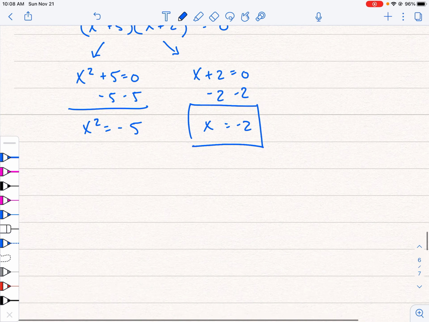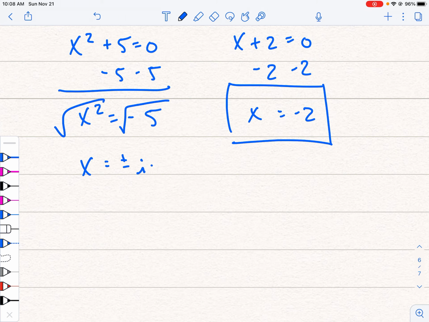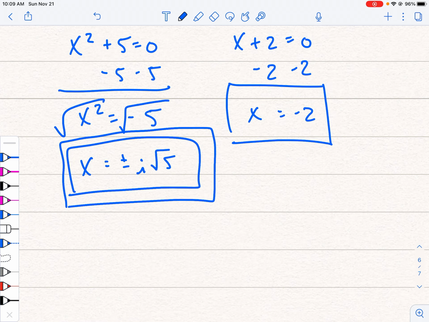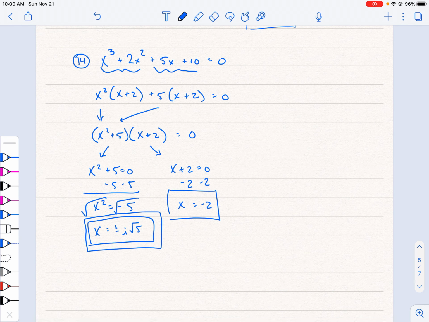X is negative 2. And on the other side, I'm going to do square roots to both sides. I have x equals plus or minus the square root of negative 5. There's my other two answers, and I'm done. I'm going to box that twice just to remind myself that those are my two answers. So that's kind of the procedure there: factor by grouping.